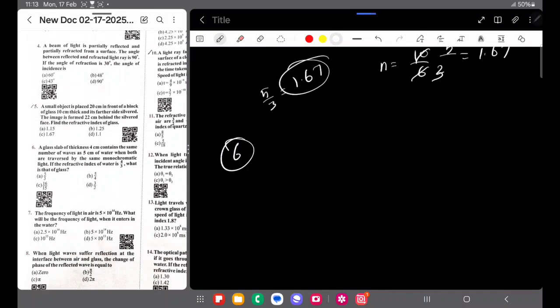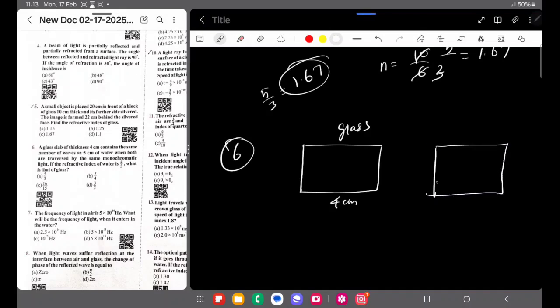Okay, look into question number 6. A glass slab of thickness 4 centimeter contains the same number of waves as 5 centimeter of water. So now imagine it's water, its length is 5 centimeter. So the same number of waves is present in the glass.